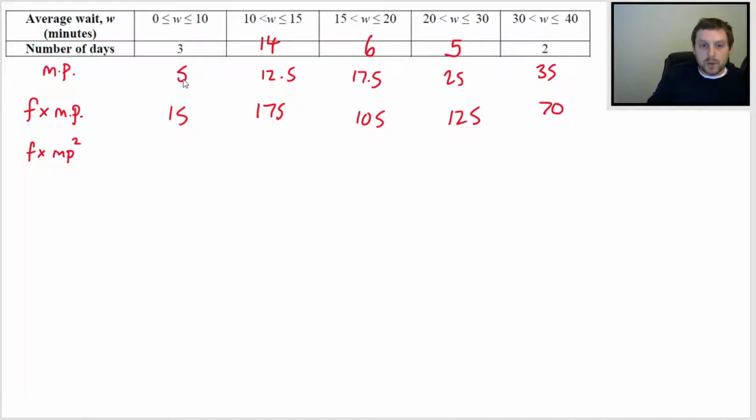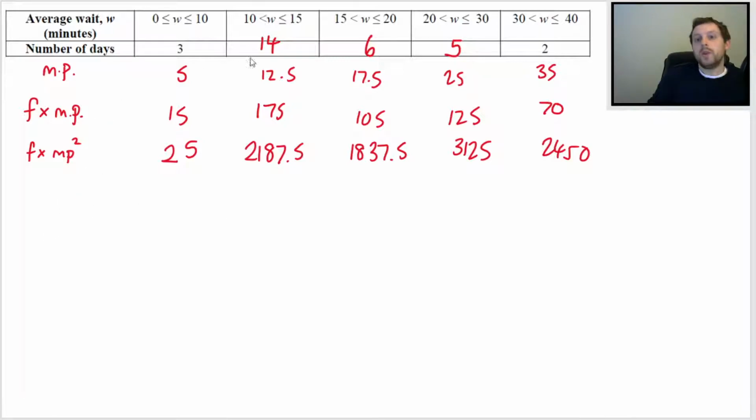So if I square 5, I get 25. I have 3 of those, so there's 75 there. And let me just write in the numbers that you get. You get this, this, this, and this, right? If you square 35 and double it, you get that. So with all these numbers here, we're now in a position where we can work out the variance.